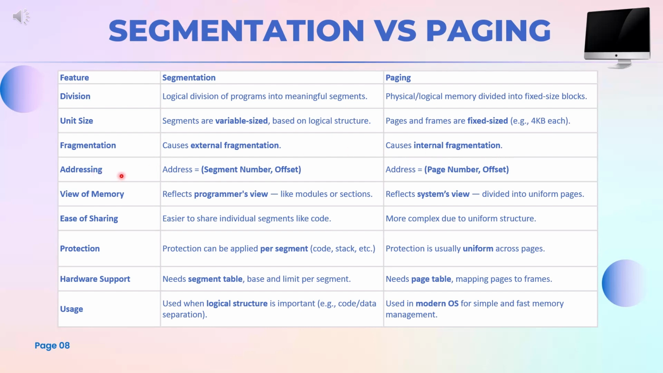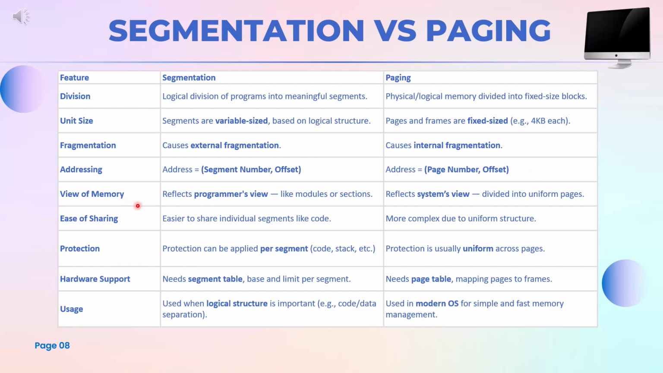Next is addressing. In segmentation, the address is made up of a segment number and an offset. In paging, it's a page number and offset. Similar structure, but the interpretation is different. One is logical and the other is physical.